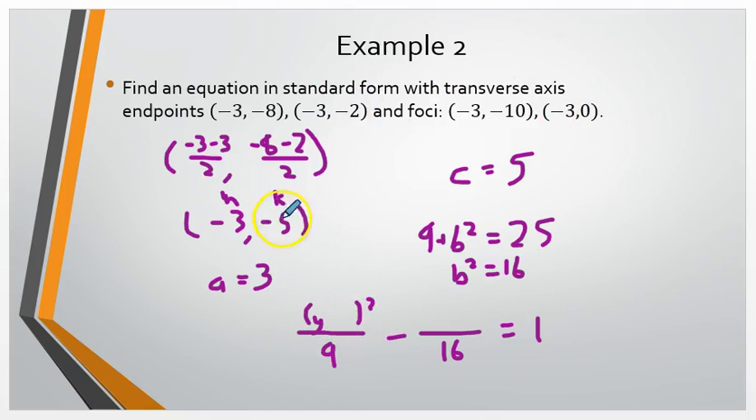So my equation is going to be Y minus -5, or Y plus 5 squared, and then the X value, so X minus -3 is X plus 3 squared.